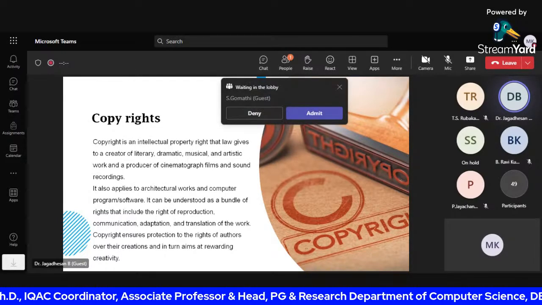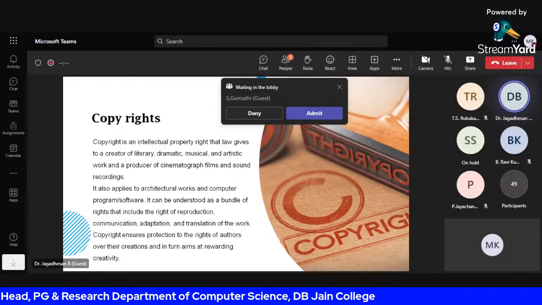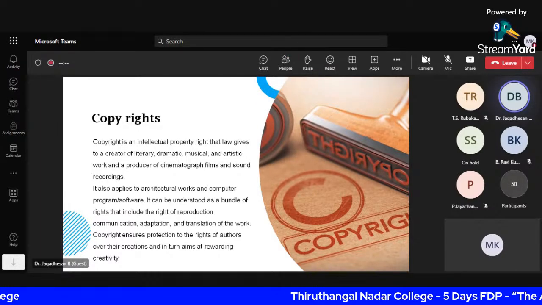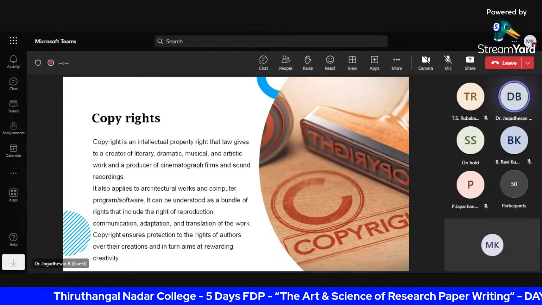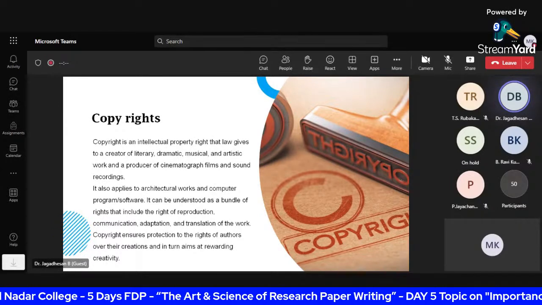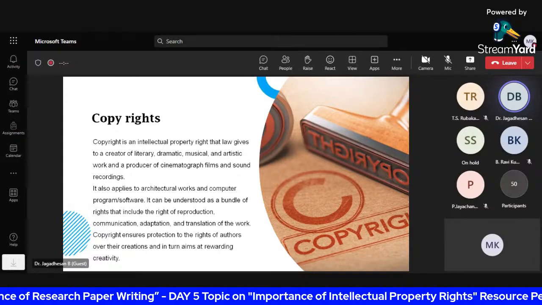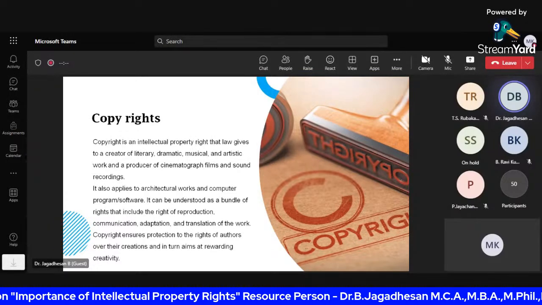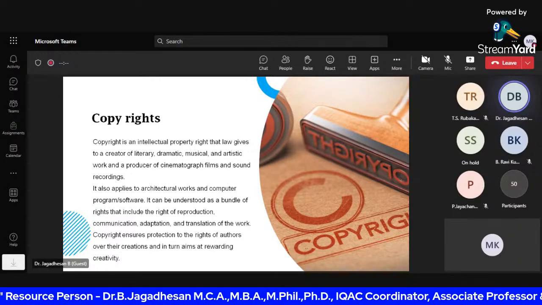It also applies to architectural work, designing work, and computer program software. It can be understood as a bundle of rights that includes a right of reproduction, communication, adaptation, and translation of the work. Copyright ensures the protection of the rights of authors over their creation, and in turn aims at rewarding creativity. So copyright is essential. You cannot copy from another person's source, design, or innovative ideas. That will be illegal, and that can be controlled by the intellectual property concept of copyright.